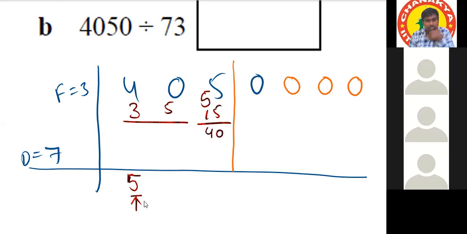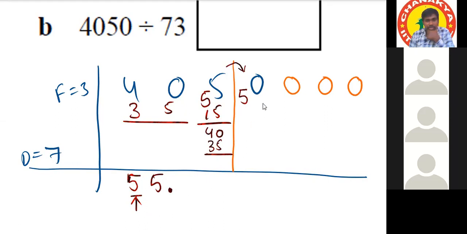Again divisor. In 40, how many times will 7 go? It will be 5 times, sir. 7 5s are 35. Remainder is 5. Write it before the next digit, before 0. And here we are crossing the line. That's why it will be a point.